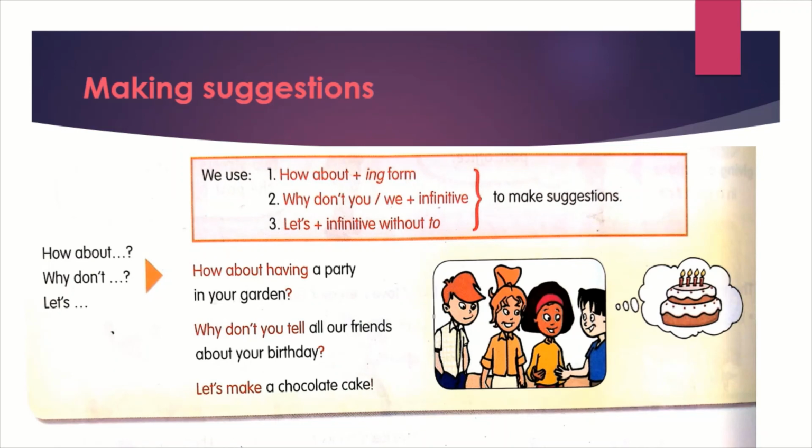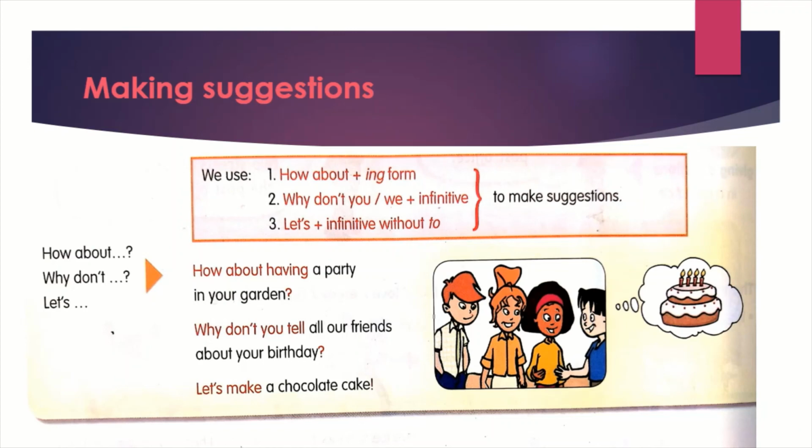How to use them? First one, how about. We always use how about plus a verb with ing. So how about making, how about playing, how about having, how about reading, how about studying, etc. Second, why don't. Why don't you or why don't we? Plus verb. Why don't we play? Why don't you read? Why don't we go?